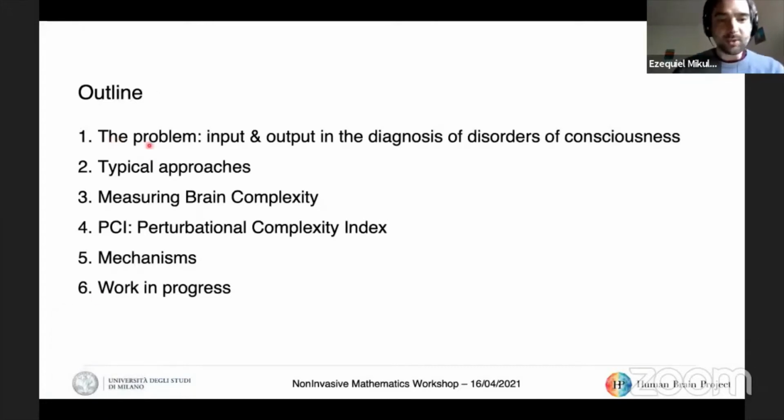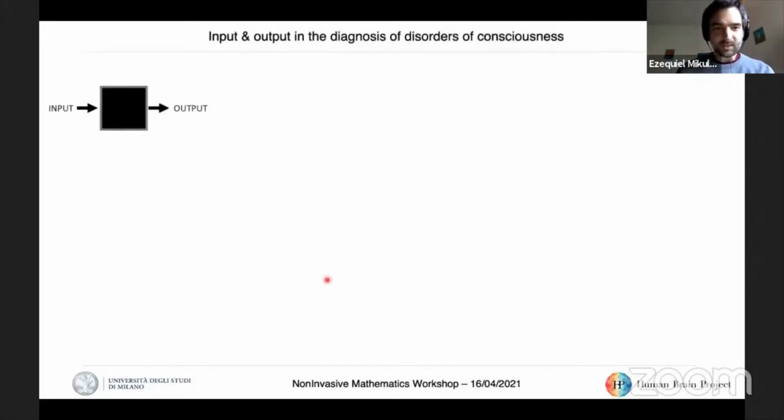I'll first describe the problem of the input and output on the diagnosis of this type of patients. I will show you some typical approaches to this issue. I'll then show you how to measure brain complexity and how this can be formalized on an objective index called the perturbational complexity index. And then I'll talk about some putative mechanisms that underlie the loss of complexity that leads to unconsciousness, and I'll show you some work in progress that we have on the topic right now.